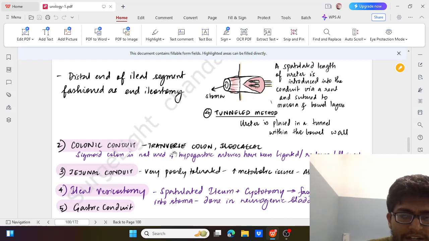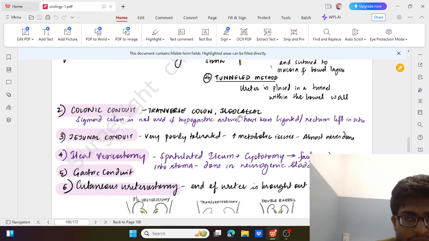Then we have the colonic conduit, for which we use the transverse colon or ileocecal region. Sigmoid colon is generally not used if the hypogastric artery has been ligated and the rectum is left in situ. So transverse colon and ileocecal regions are used. Jejunum conduits are rarely used.